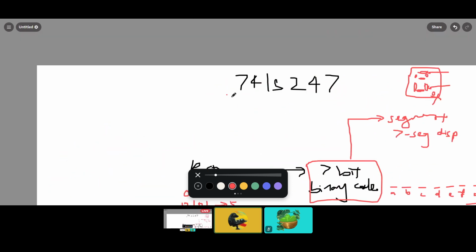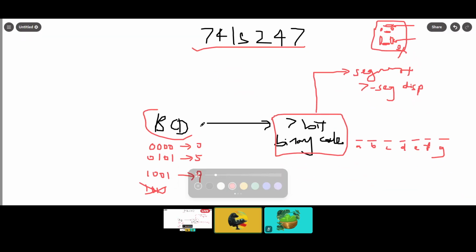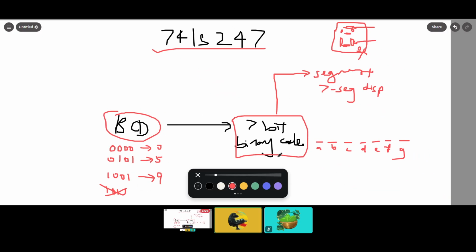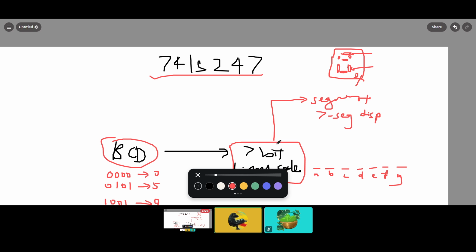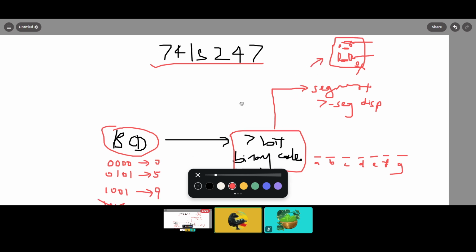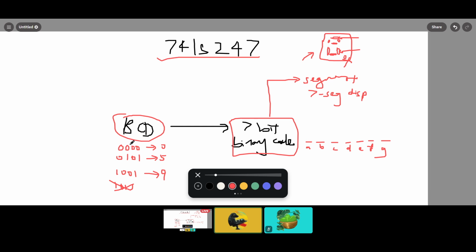So the point of this chip is to get a BCD number, to produce a 7-bit binary code, and then to display that on a 7-segment display, or in other words, to display a BCD number on a 7-segment display.